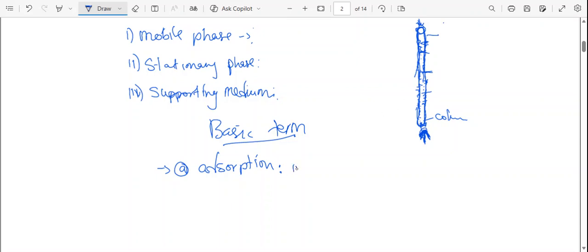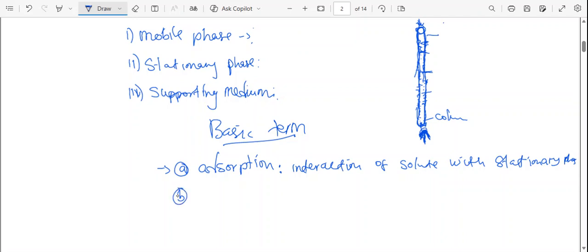So this is just the interaction of the molecule or solute, the solutes being the ones moving, with the stationary phase, because the stationary phase is the one that actually slows down or speeds up the movement. So that's what we call adsorption.